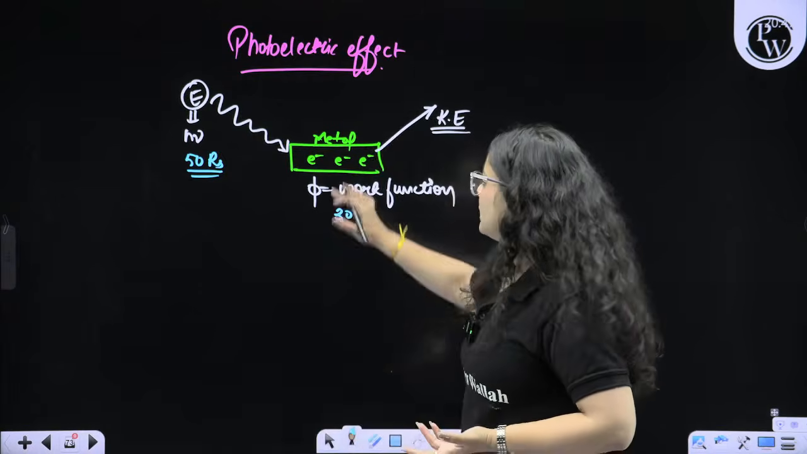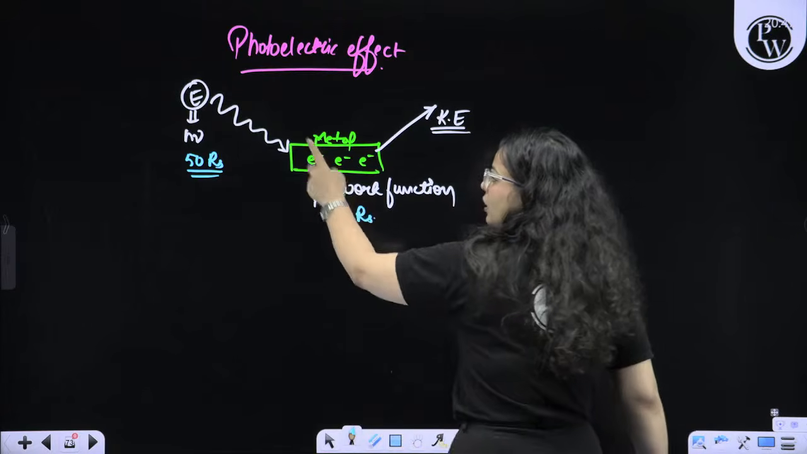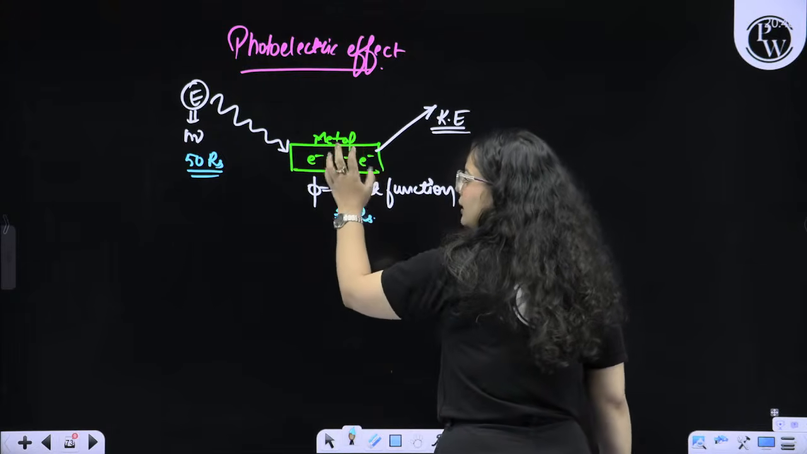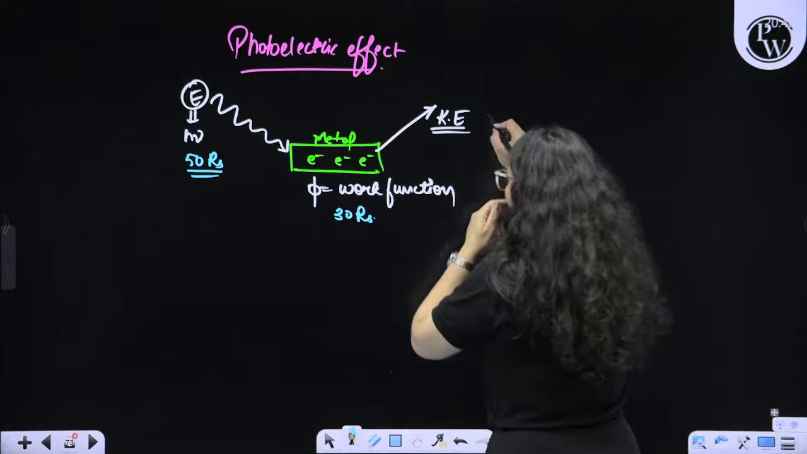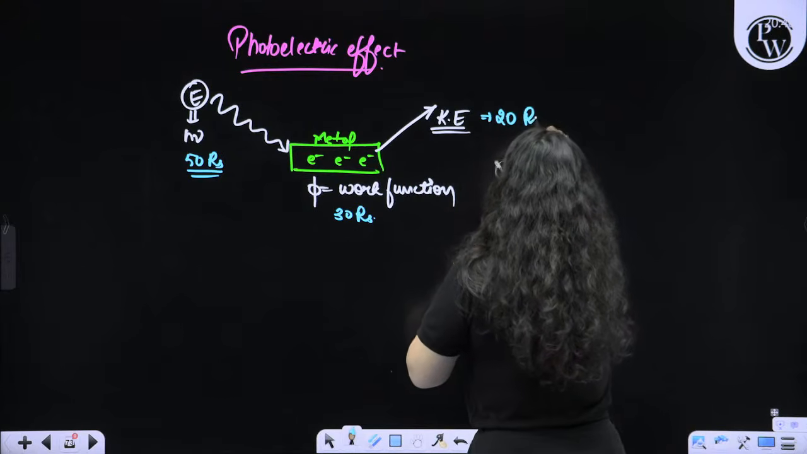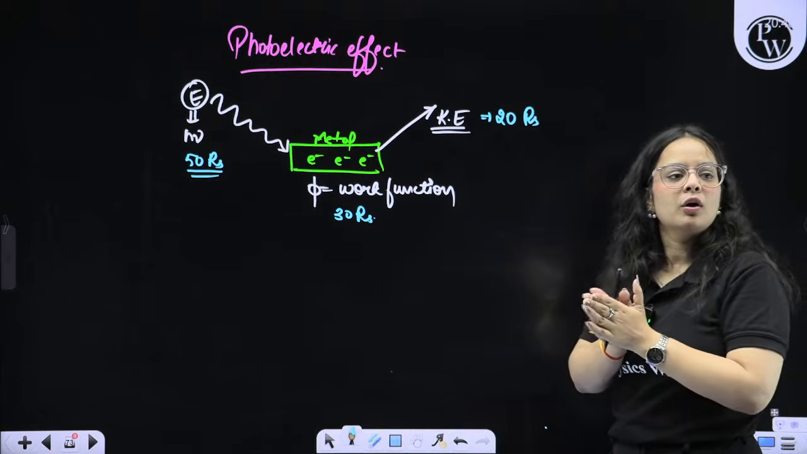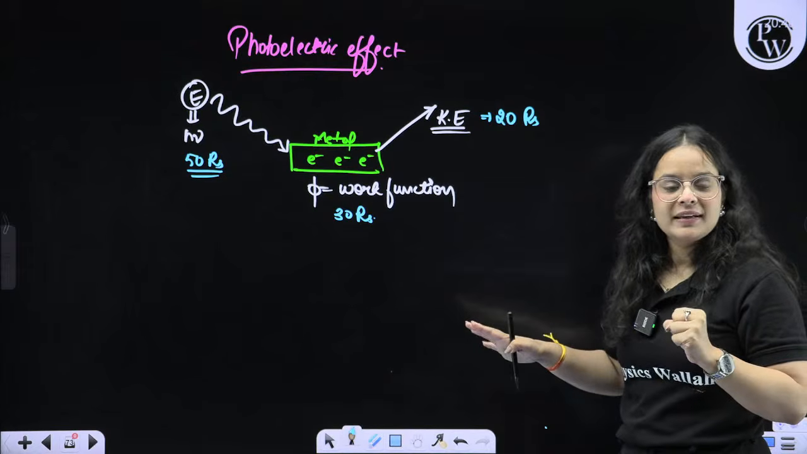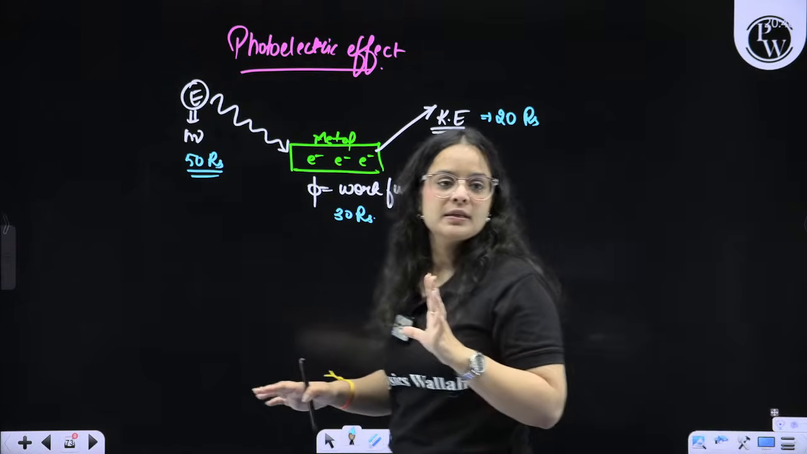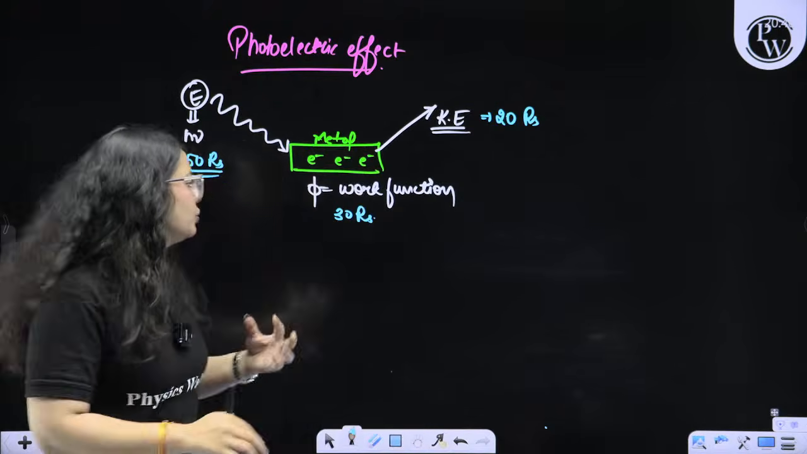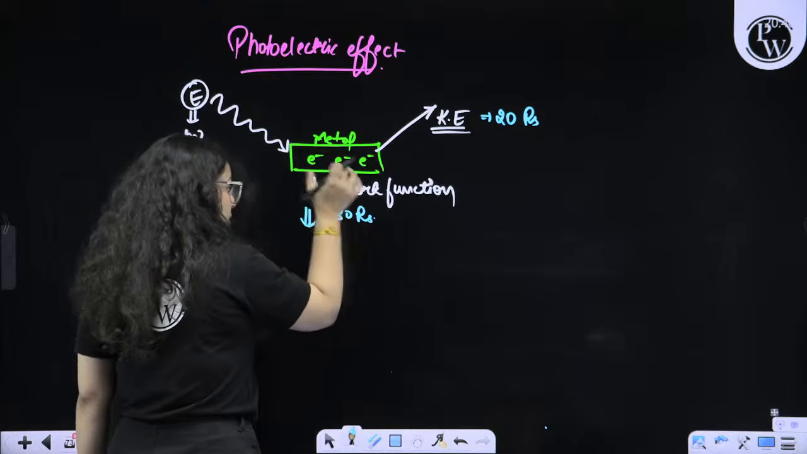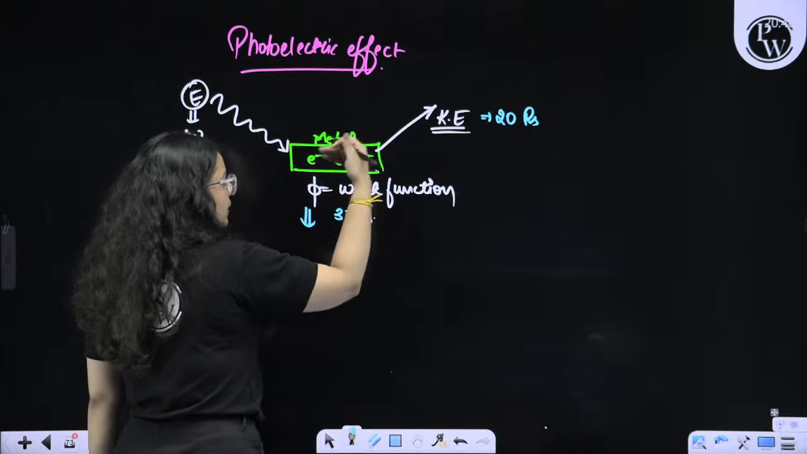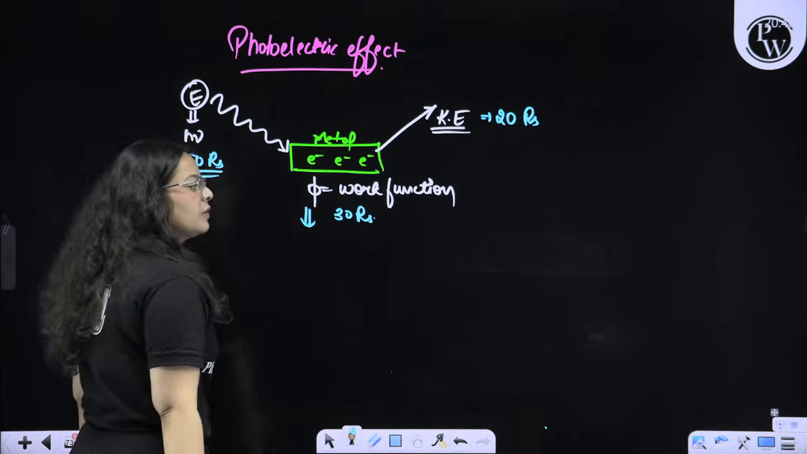This is how it also happens: to this electron 50 rupees is given, but 30 rupees is utilized to remove it out. Then the remaining amount, that is 20, will be expelled out in the form of kinetic energy. Is the point clear to you all? This is how the process actually happens: the electron takes energy to do work, the work function, which is the amount of energy used by this electron to overcome the force of attraction from the metal, and ultimately the remaining energy is expelled out in the form of kinetic energy.